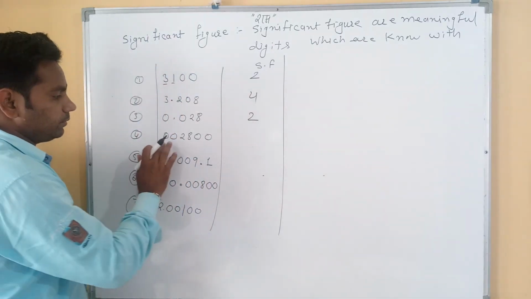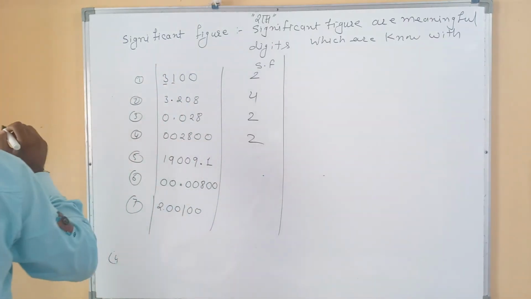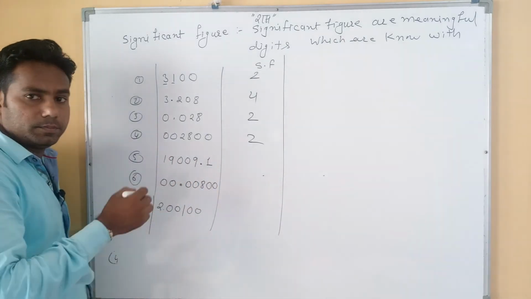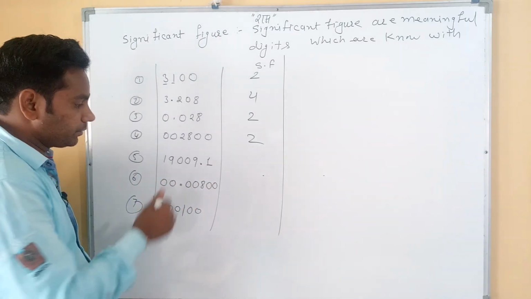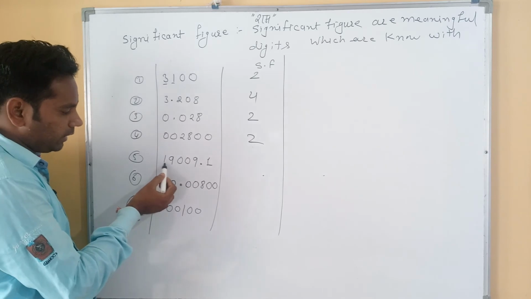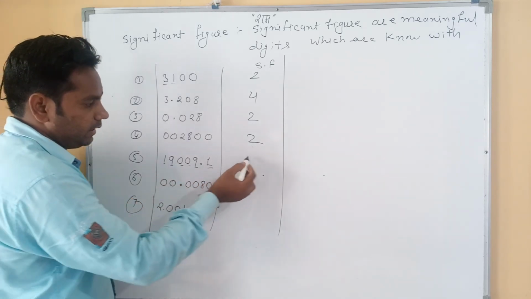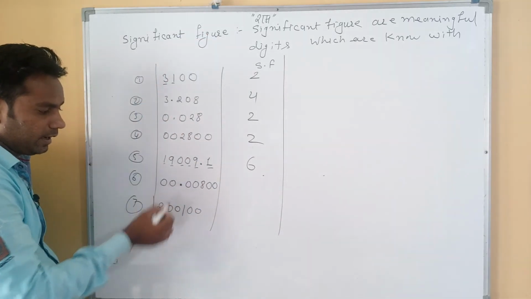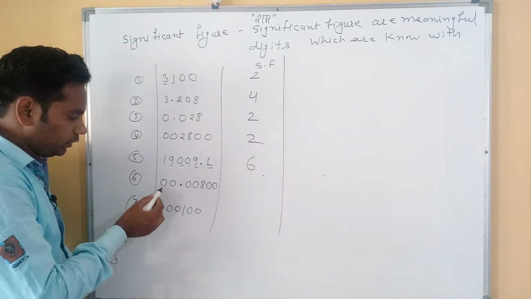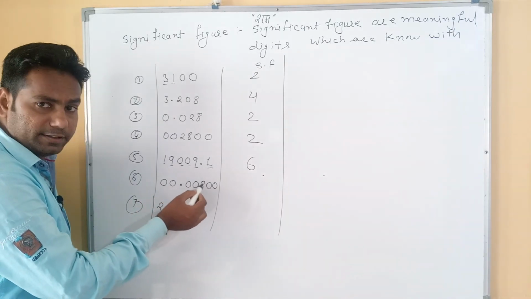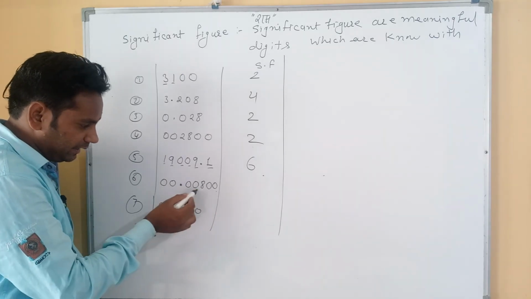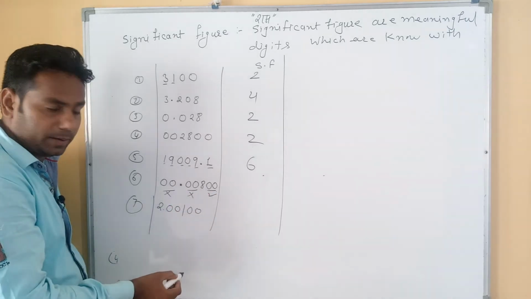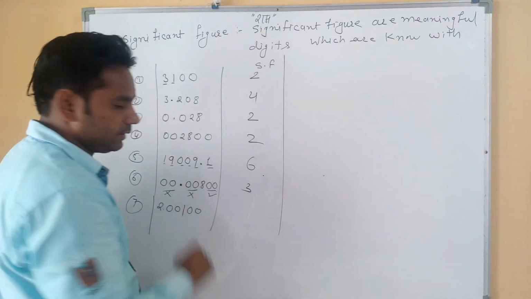Okay. Then 2, then 1, again a decimal point is present. So total is 1, 2, 3, 4, 5, 6. So 6 is the significant figure. So here also a decimal point is present. So 0, 0, decimal point, 0, 0, 8, 0, 0. So these zeros are not significant, but the last 0 is significant. So total significant figure is 3.